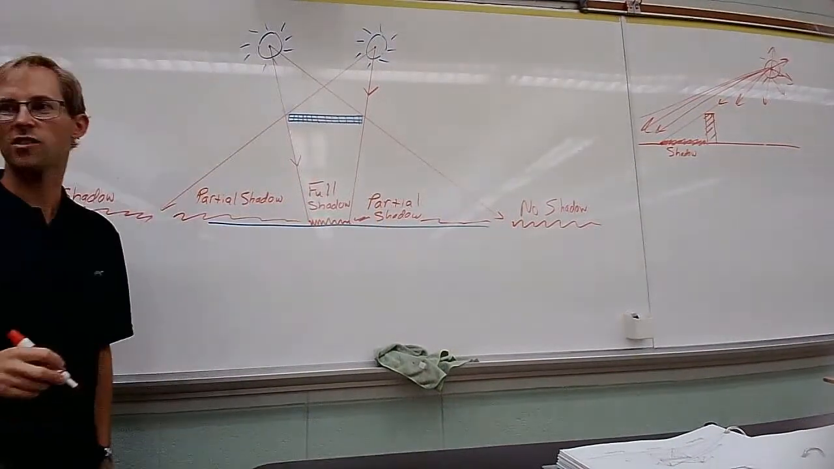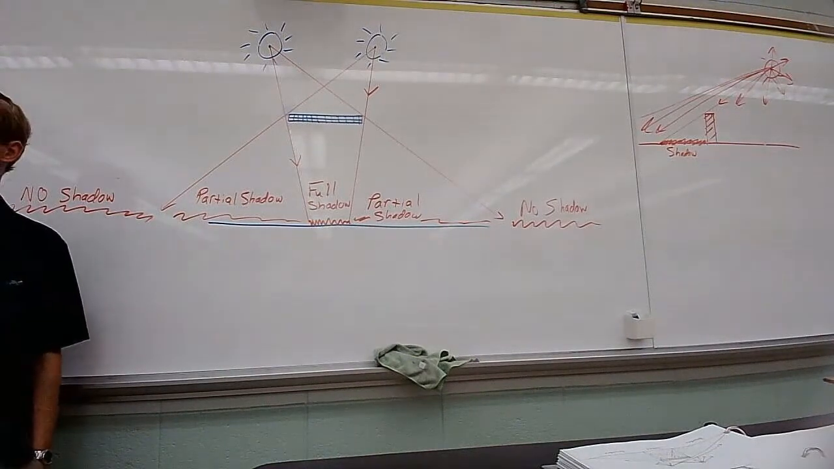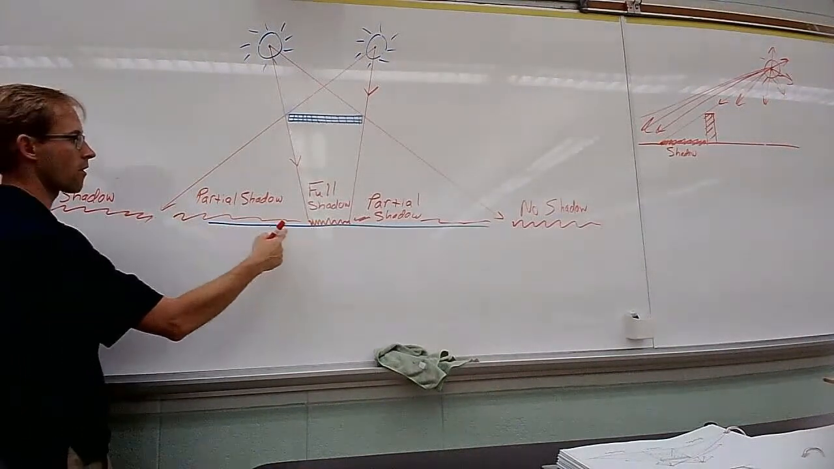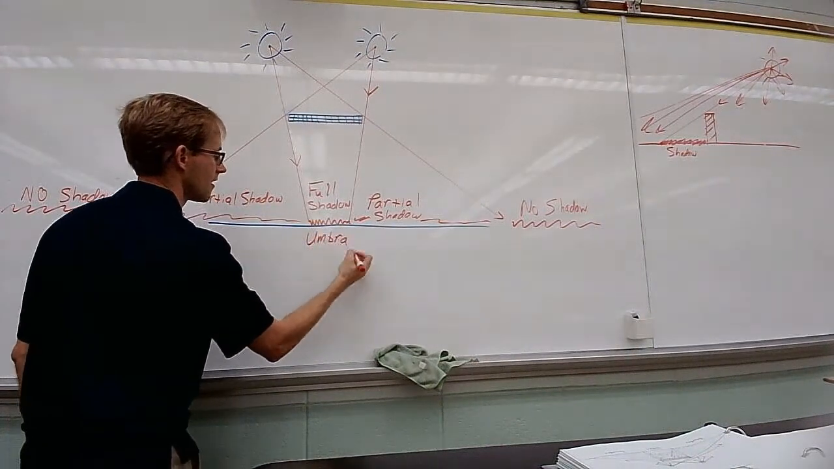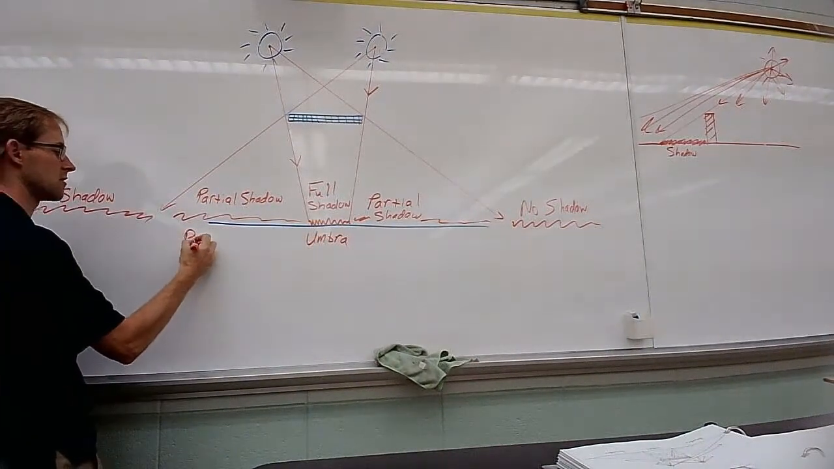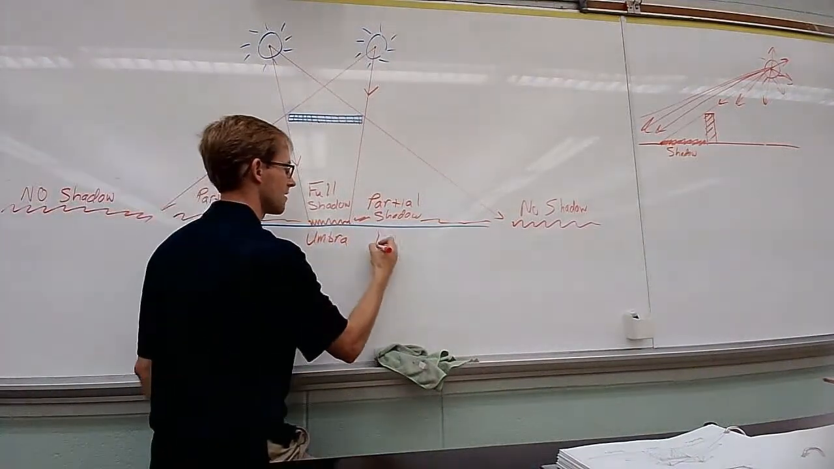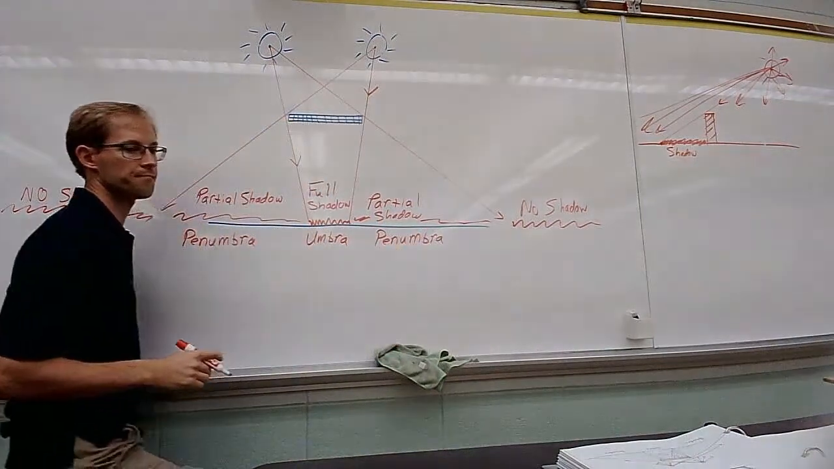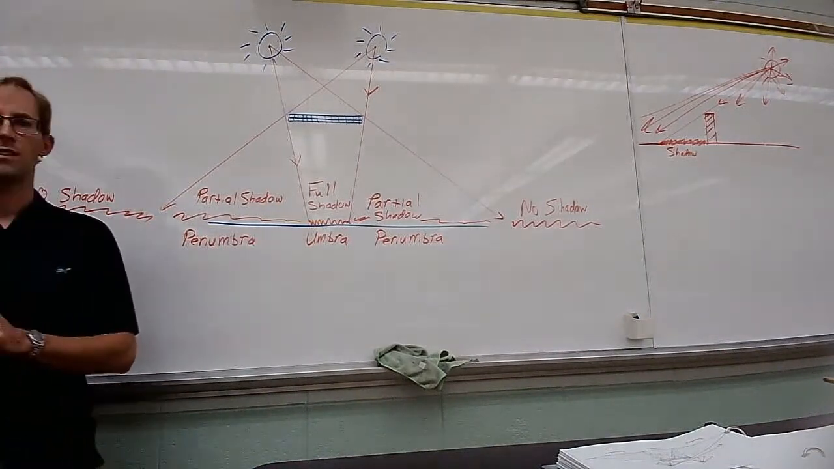Now, if you want to go all scientific, and I think the worksheet might mention these words once or twice, just so that you have these in your vocabulary, you don't have to remember them or anything. Another name for full shadow is umbra. Another name for partial shadow is penumbra. So yeah, that's how light works.